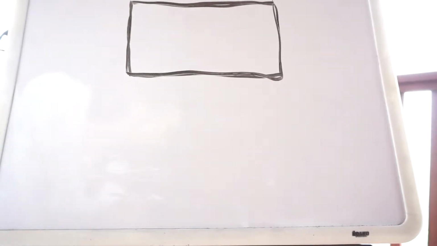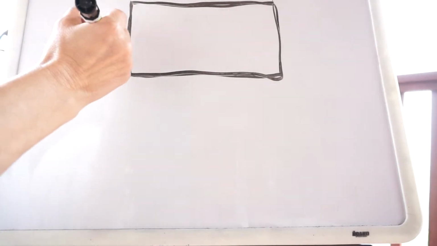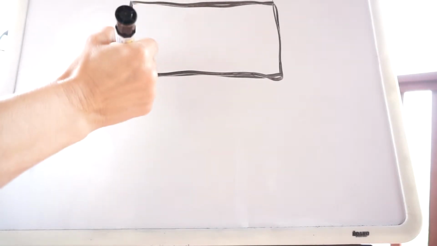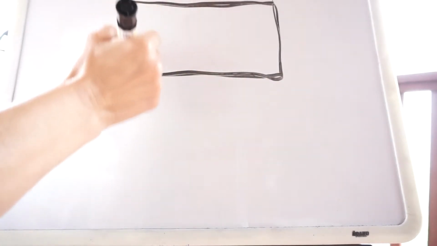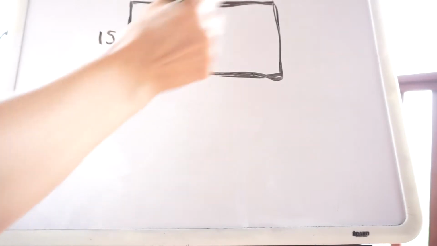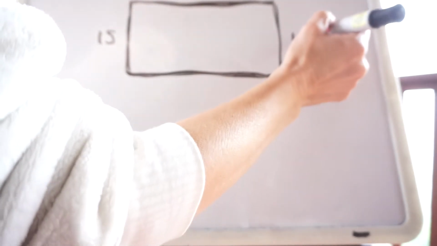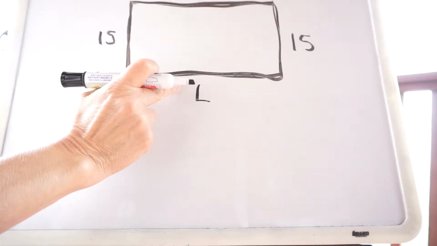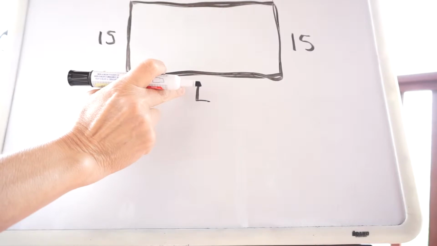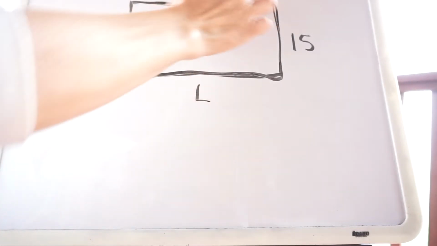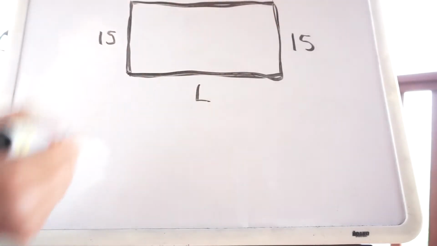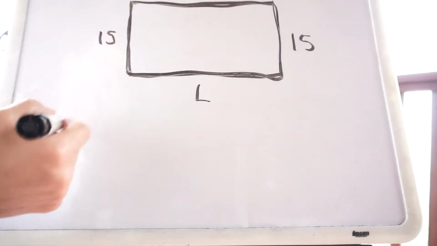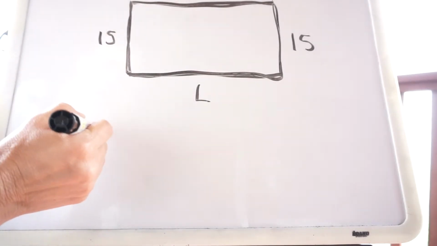It also tells us that the yard is 15 feet wide. So if we make this the width and this the length, and this side is 15, and it's rectangular, we know that the two sides of a rectangle are the same, so this side must also be 15. We're trying to find the length here. And again, the same with the other sides of the rectangle. If this is a length L, this is going to be the same, so that also is going to be L.